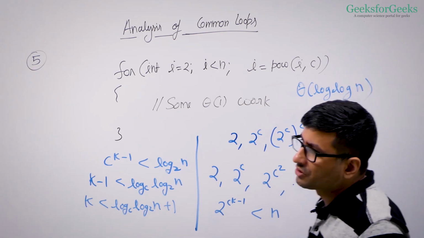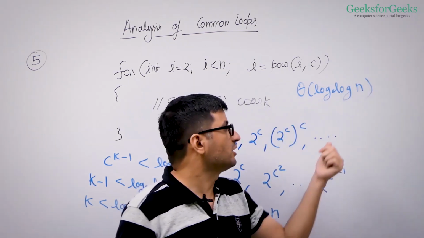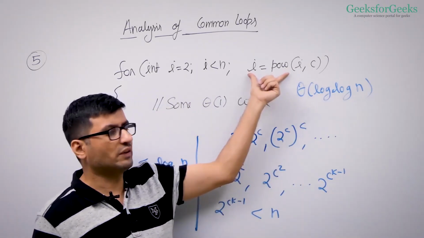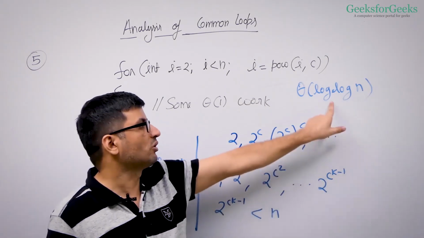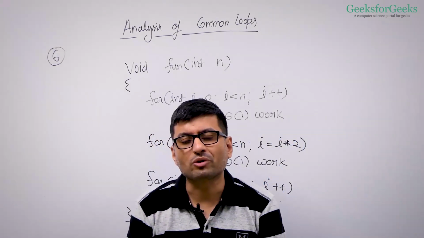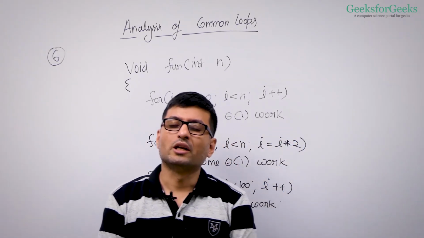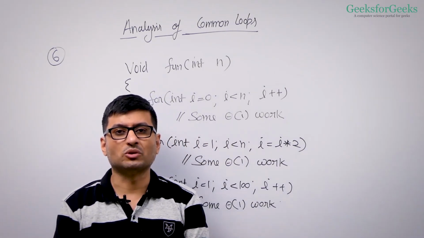Again, base of log does not matter. It can be any base. So the order of growth of such functions where we are increasing a value by doing powers becomes log n. So far we have talked about simple loops. Let us now talk about some complex loops.